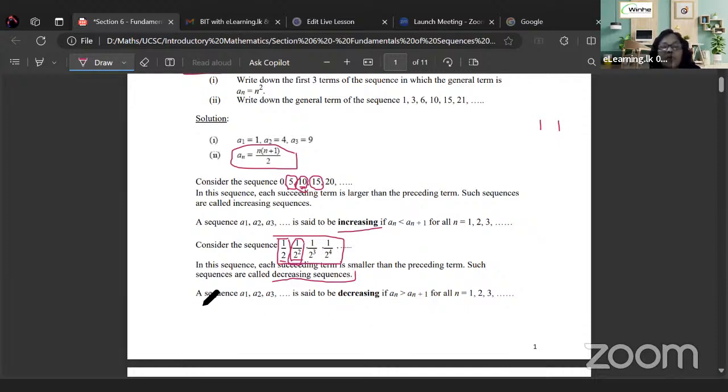So that means if an is greater than an plus 1, we call it a decreasing sequence. If an is less than an plus 1, we call it an increasing sequence. Right?